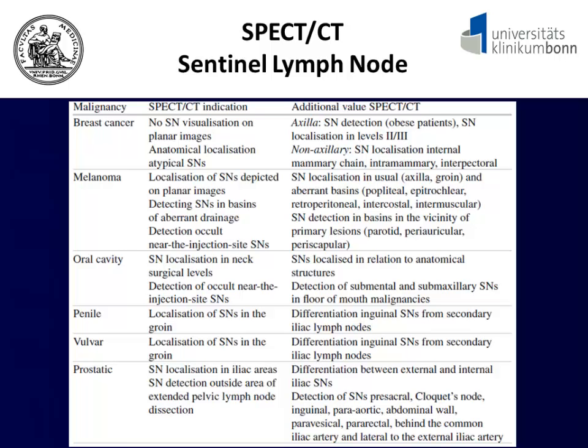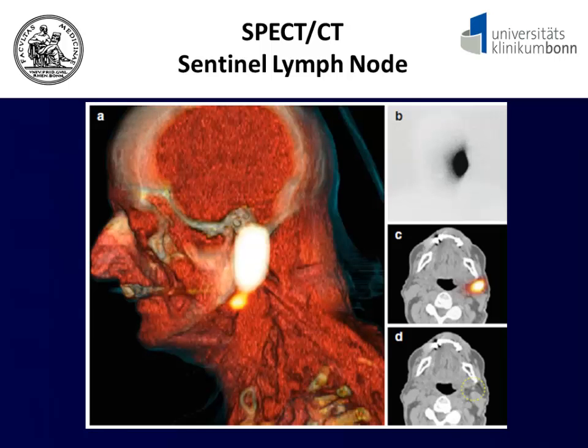Sentinel lymph node imaging is very interesting and very helpful imaging, and you can perform it for different cancers, especially breast cancer, melanoma, and penile and vulvar cancer, prostate cancers, and SPECT CT in some of them is very helpful, especially in melanoma of the trunk and of the head and neck. And sometimes for breast cancer it is very important. I am going to show you some examples here.